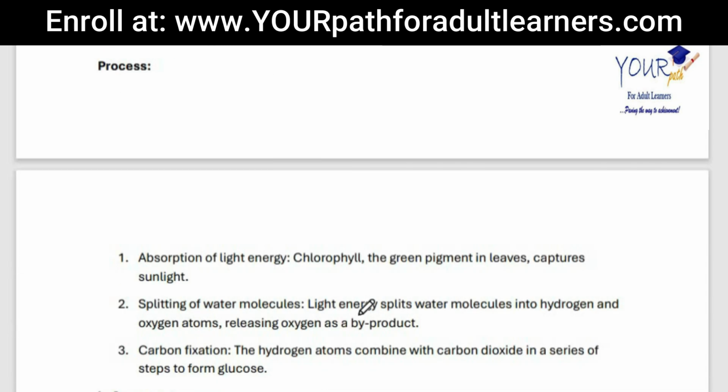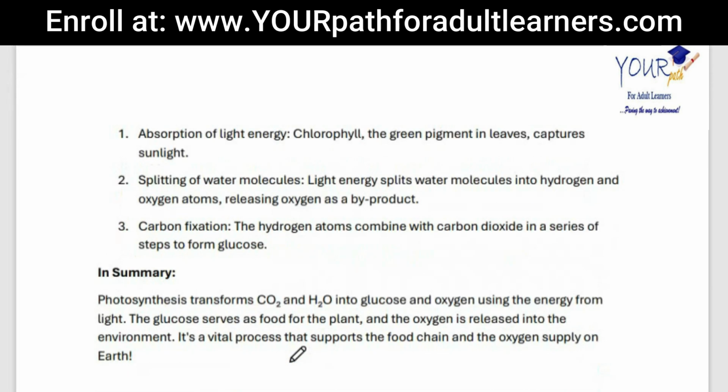So the process, once again, is 1, absorption of light energy. Chlorophyll, the green pigment in leaves, captures the sunlight. 2, splitting of water molecules. Light energy splits water molecules into hydrogen and oxygen atoms, releasing oxygen as a byproduct. And 3, carbon fixation. The hydrogen atoms combine with carbon dioxide in a series of steps to form glucose.